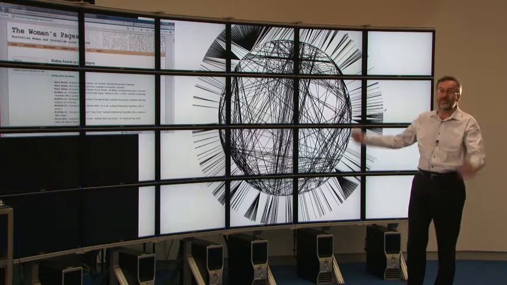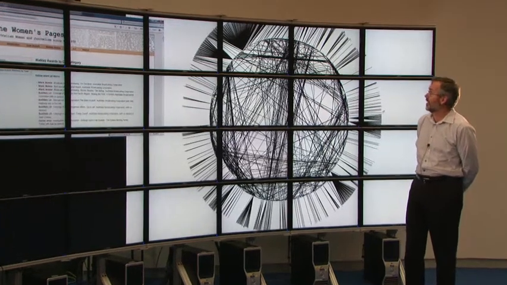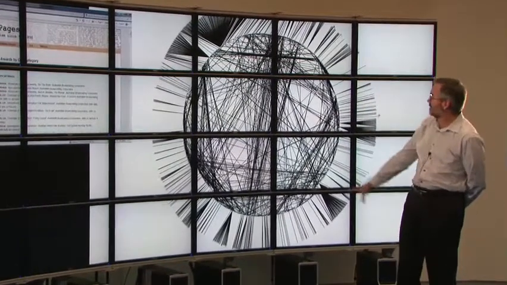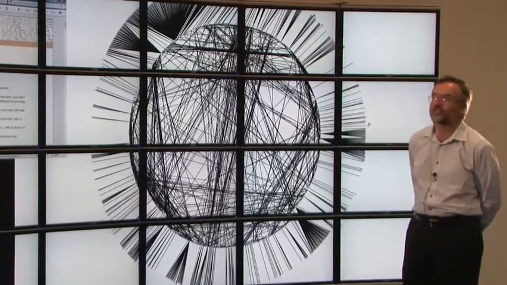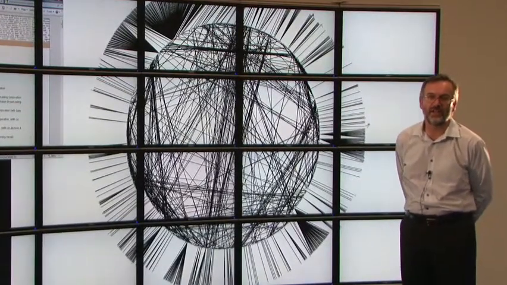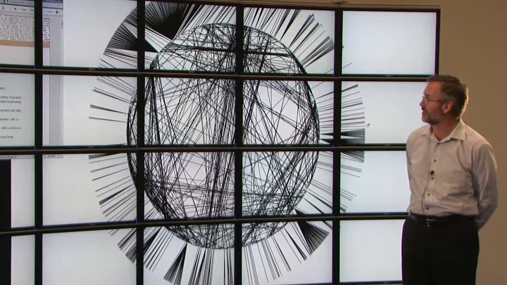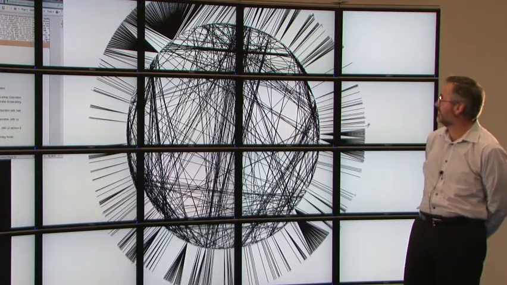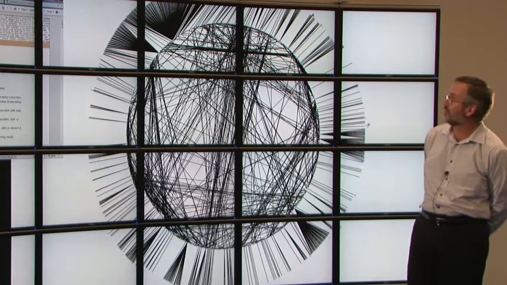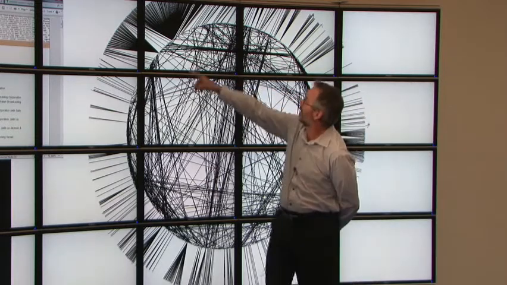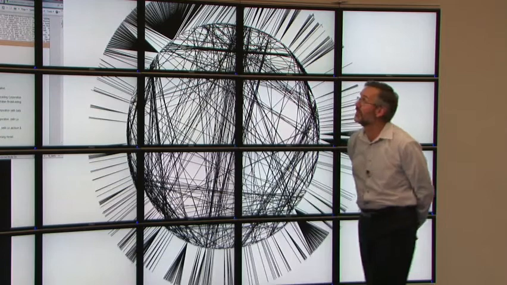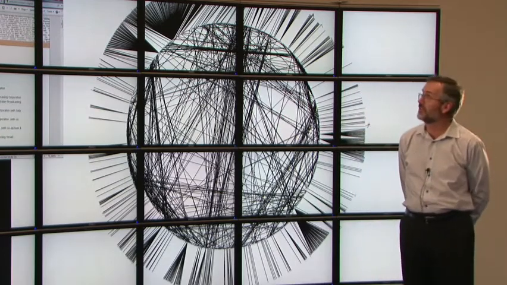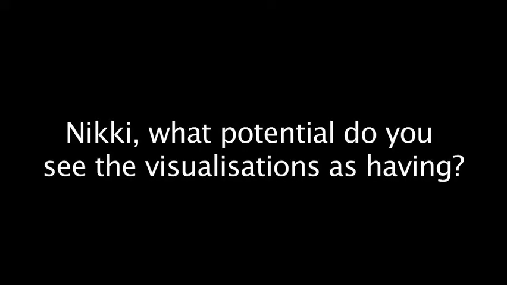This visualisation shows the same data but using a different visual metaphor. We've only actually experimented with two at this stage, but we can see already that the social connectedness, that small worldness that is often seen in and talked about in contemporary social media, is actually reflected in this historic data set. And we can see here that we can identify the Walkley Awards again by that density that occurs in the way that the data is represented in the visualisation. Nikki, what potential do you see the visualisations as having?